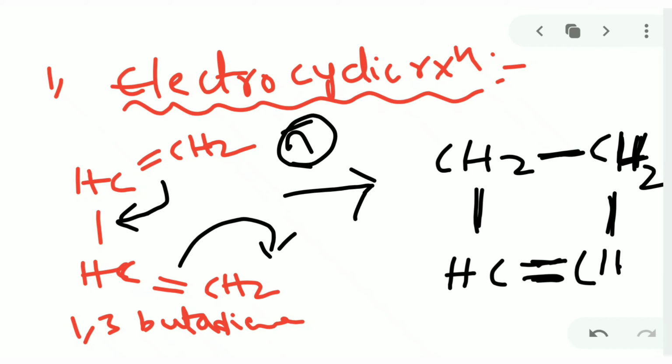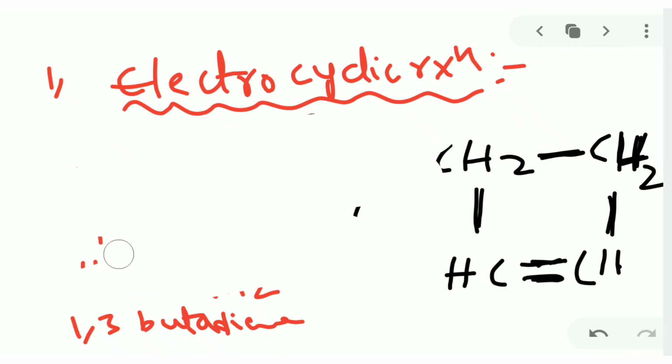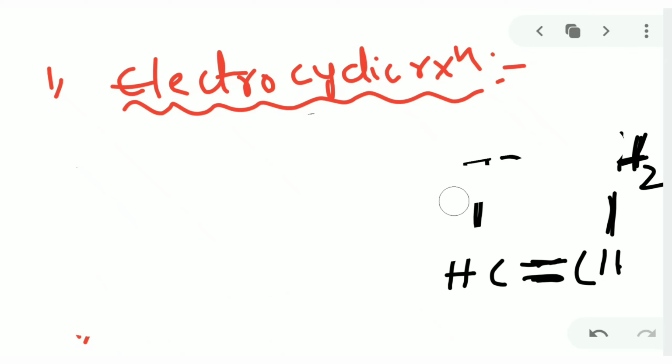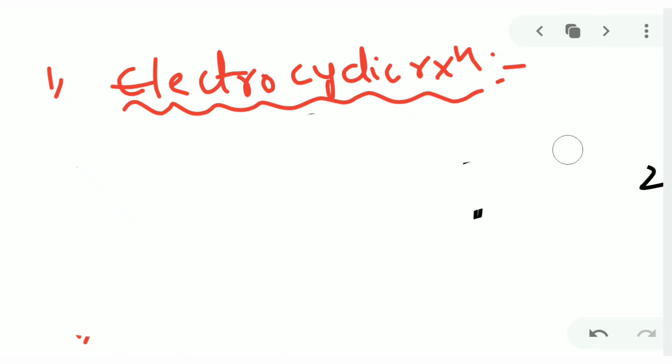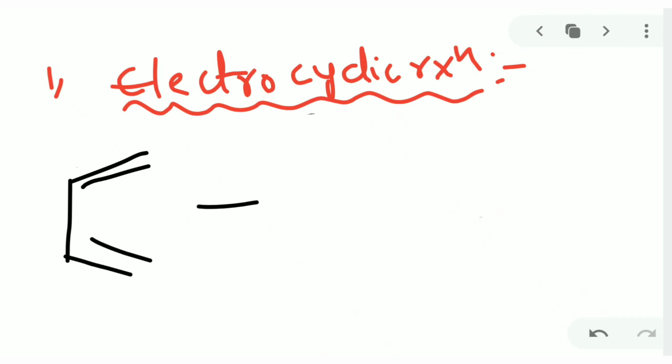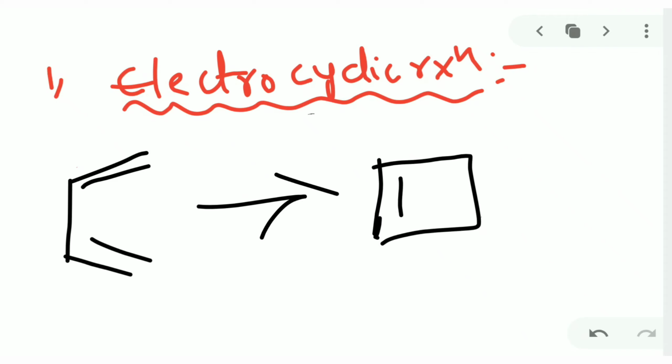Another example of an electrocyclic reaction: this is 1,3-butadiene, and it will be converted into cyclobutene, shown here in skeletal form. This is the electrocyclic reaction. These are the examples for it.